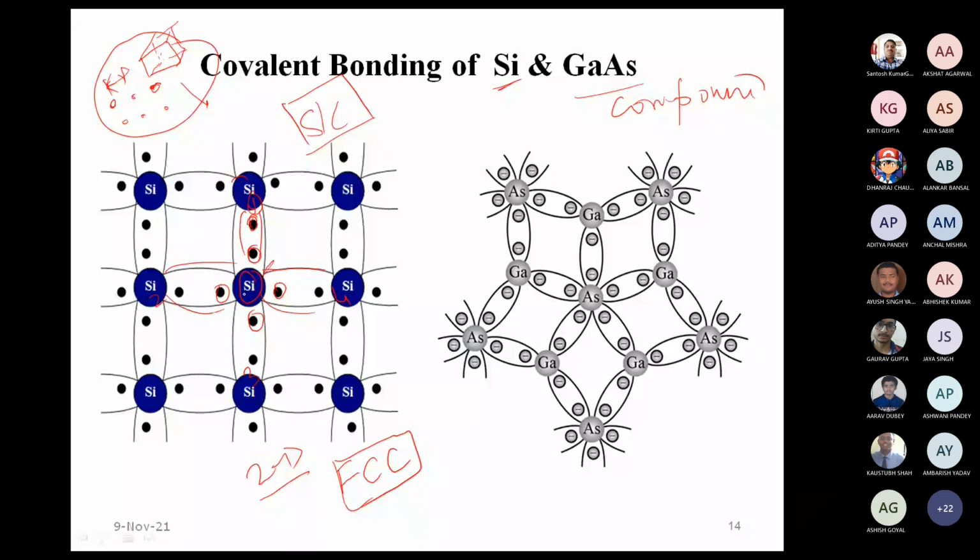We can see that these electrons are bounded, they are not free to move. If there is no electron free to move, we can say that it is equivalent to an insulator.